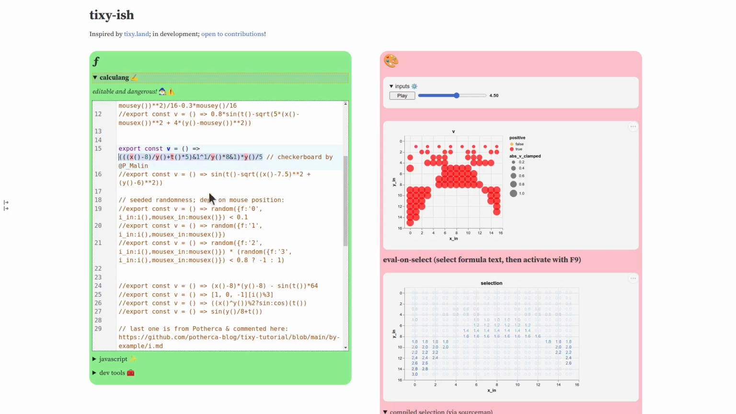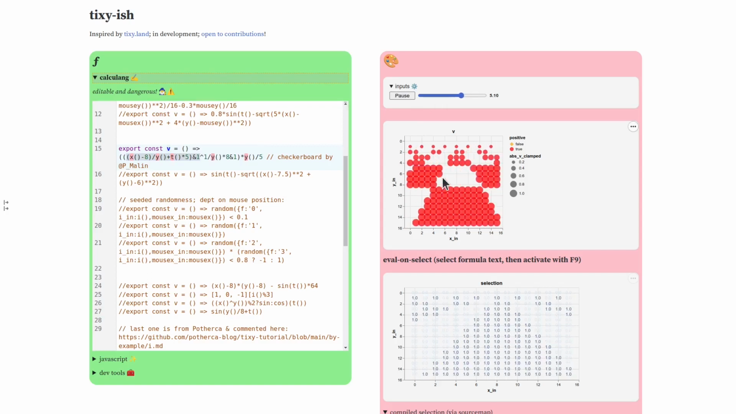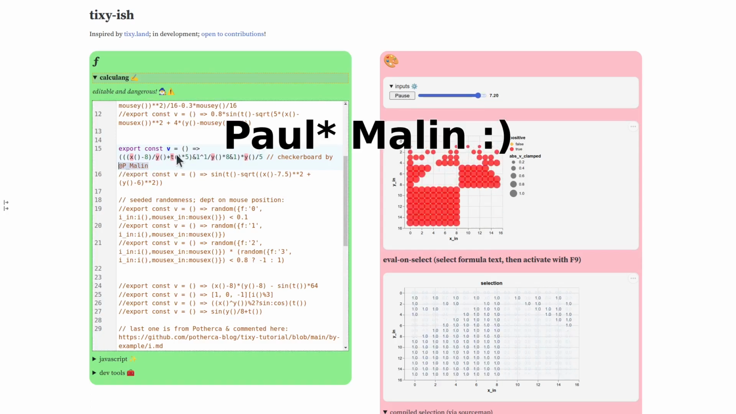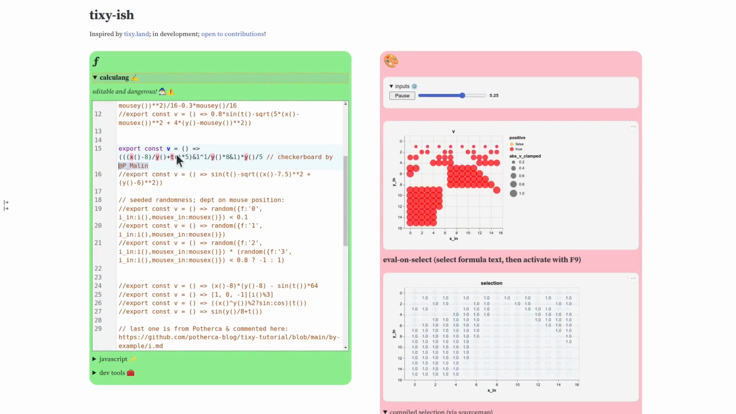So let's calculate the whole thing. These numbers are big, those numbers are small. Whereas beforehand, we just had ones and zeros. And so this is using some linearity and some bitwise operations to give this cool checkerboard animation. So thanks to P. Mallon for that function.